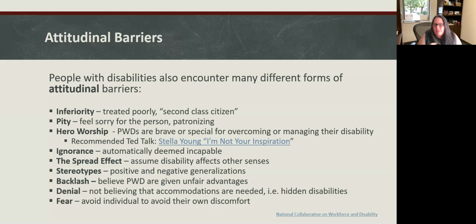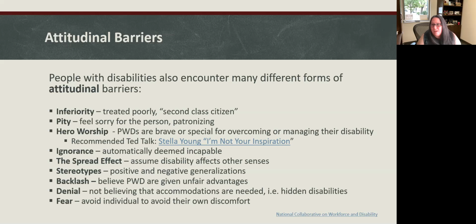Ignorance, that automatically you're deeming that somebody's incapable because they have a disability. You assume because they have a disability, they won't be able to do something without asking them if they can or how they can. The spread effect is the concept of, because they have one disability, they may also have another, or people just kind of unintentionally do it. So they assume that somebody who is blind may also have a hearing impairment. They assume that somebody who is in a wheelchair may also have an intellectual disability and not be able to respond, so they talk to the person next to them instead of them. So that concept of just understanding that disability does not bleed into other areas of your senses.